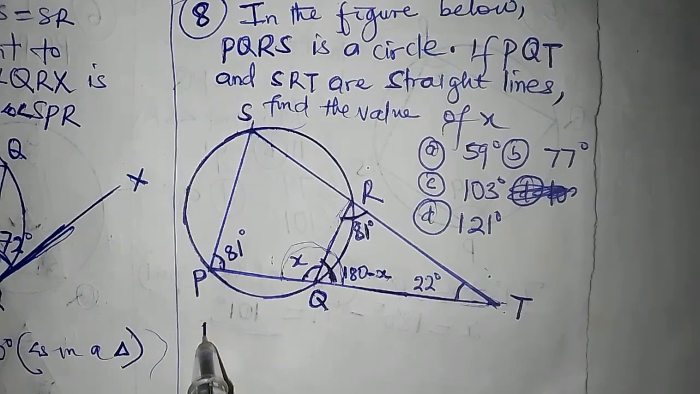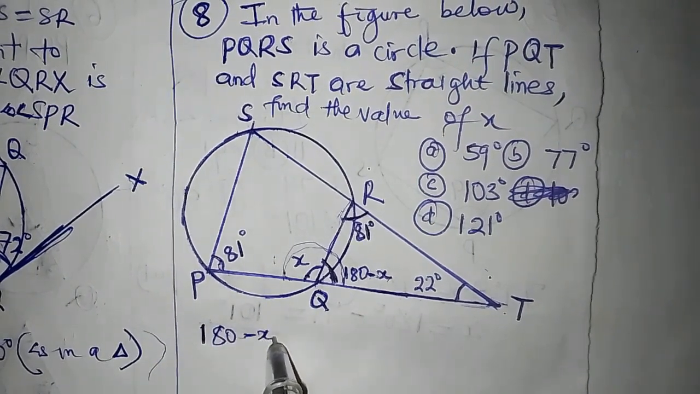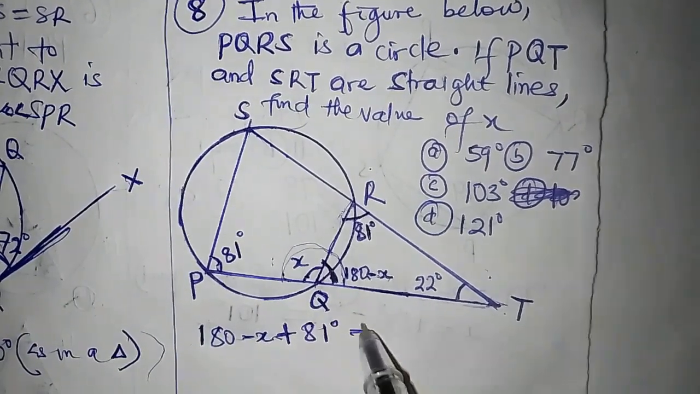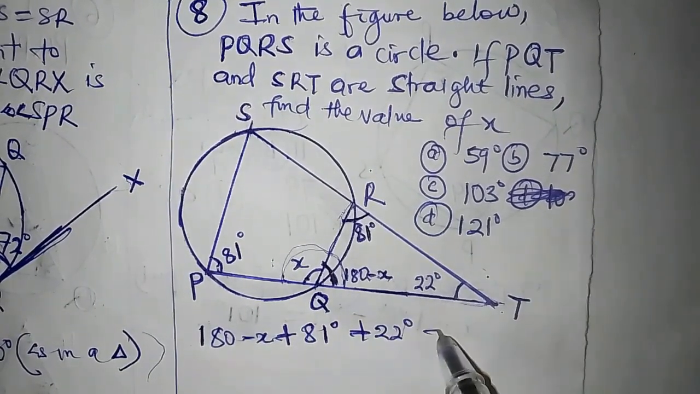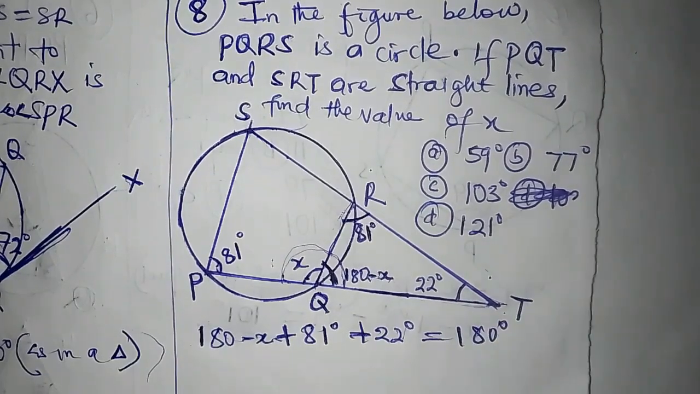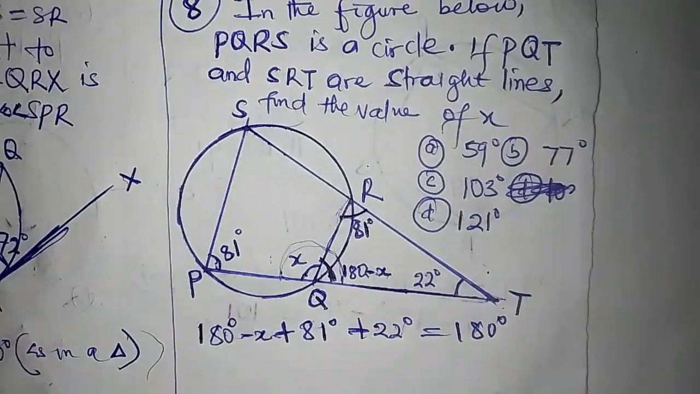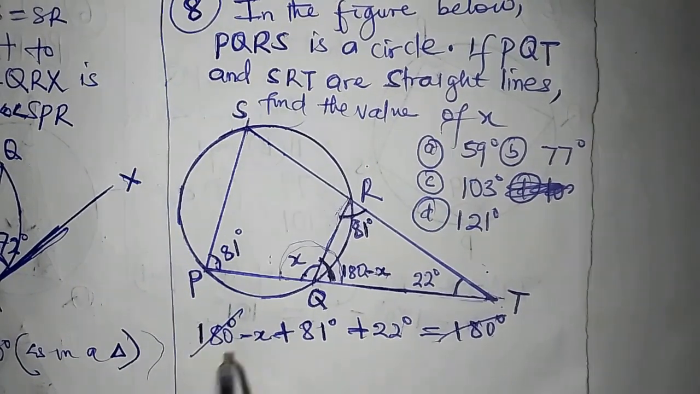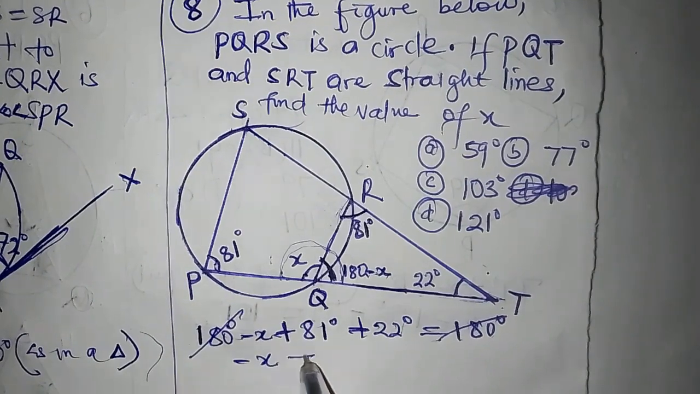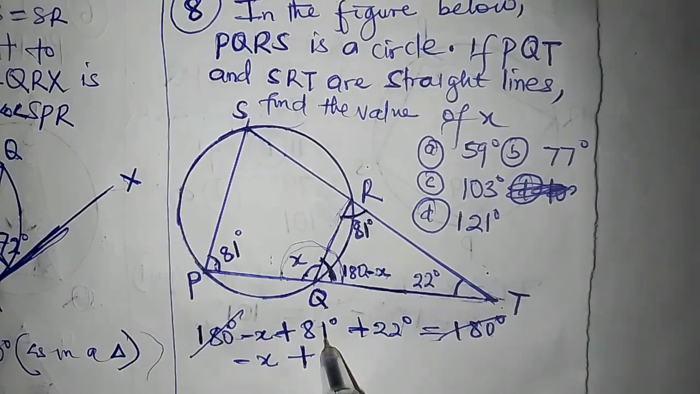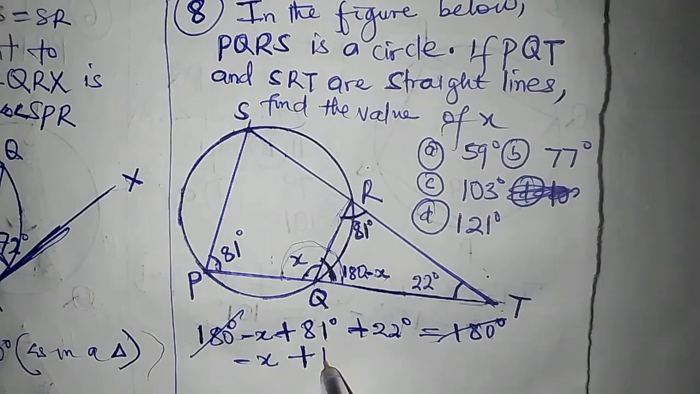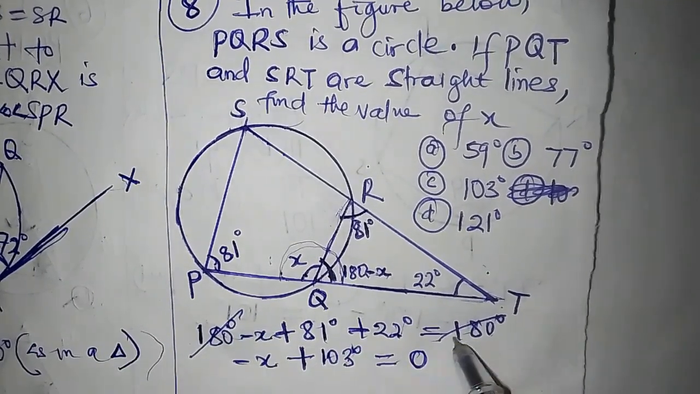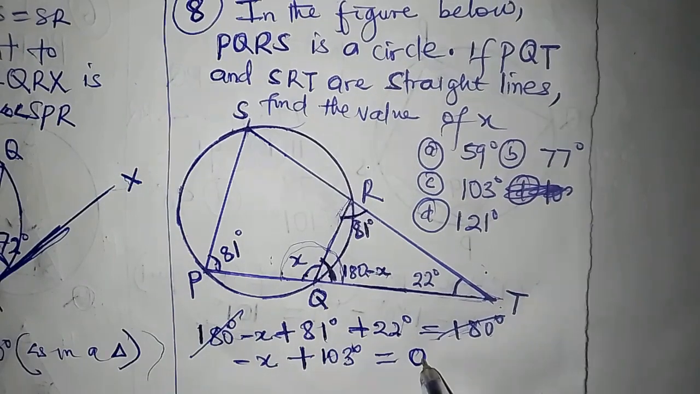Alright. 180 minus X plus 81. I want to add up all the angles. Plus 22 degrees. We sum up to 180 degrees. Alright. In fact, 180 cancel 180. Yes. So, minus X plus 81 plus 22 is 103 degrees, which is equal to what? 0. Nothing is left here. We cancel this and this, so 0 is left.